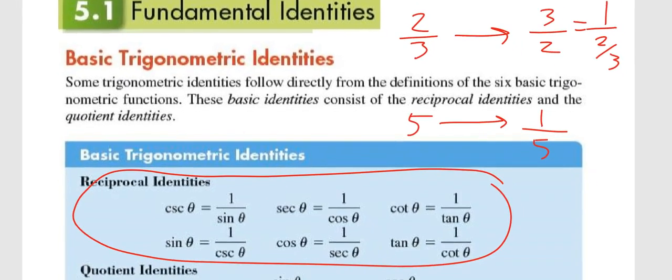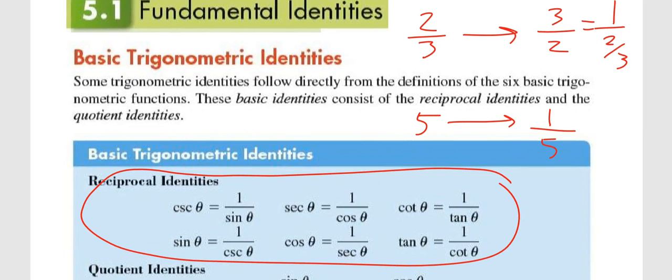That's why all of these fundamental identities should make sense to you already. Cosecant goes with sine. Secant goes with cosine. Tangent goes with cotangent. All that should be stuff that you already know. That shouldn't be anything unusual to you.